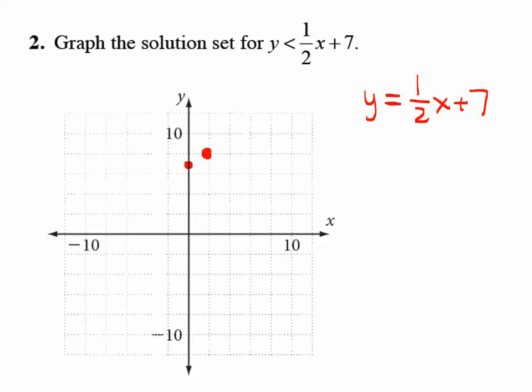Ooh, this one's a dashed line because of the less than symbol here. So in this case, just a dashed line coming across. Some people are using their erasers to make it into a dashed line. That's okay too.